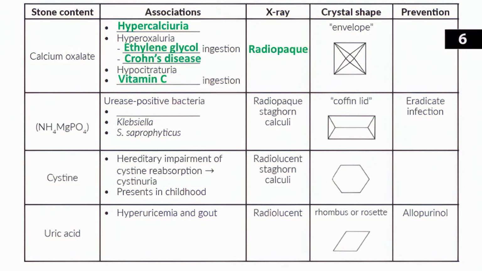Calcium in bones is opaque on x-ray, and so is calcium in kidney stones. We're going to look at the shape of the crystals in a moment. You can help prevent recurrent calcium stones by giving a thiazide diuretic, which decreases calcium in the urine. Remember, loops lose calcium, but thiazides help you retain calcium. They promote the reabsorption of calcium from the filtrate so that there's less calcium in the urine.